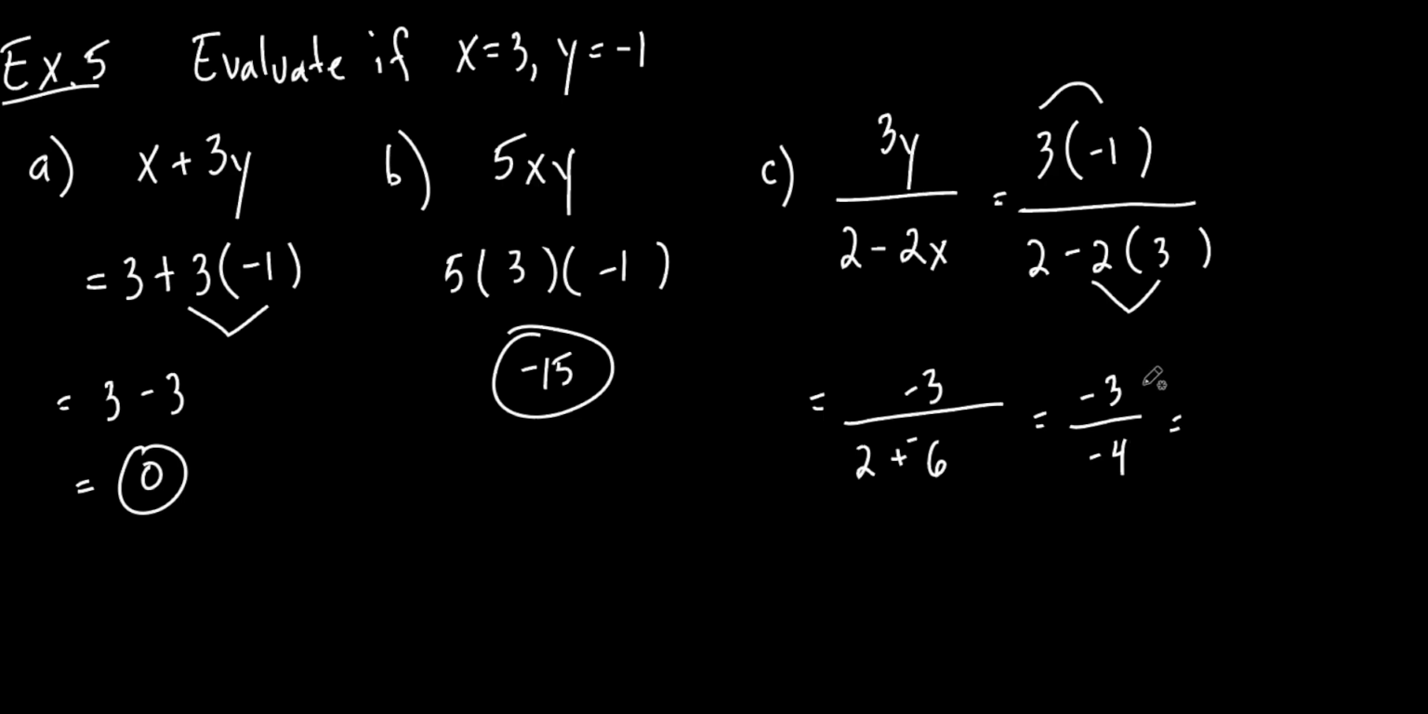What is it? I've got 2 negatives. I've got a negative divided by a negative. What's negative divided by negative? It's a positive. So I just write positive 3/4, and I'm good to go. And it's important that you do that, okay? Always simplify your fractions. Make sure you don't keep them both negative there.